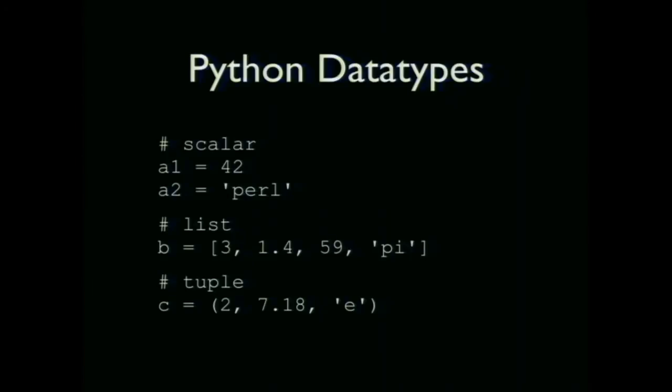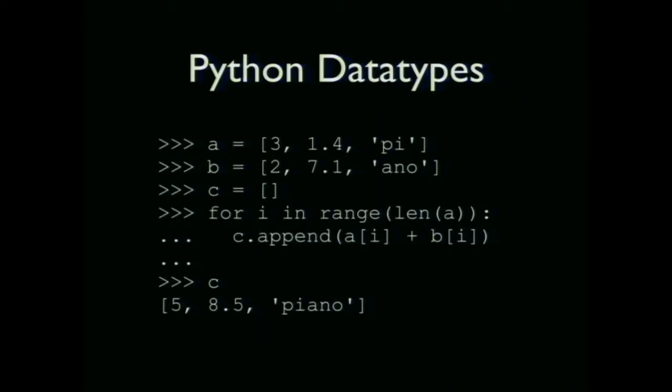And now we can combine them together. Here's that range and append thing that I had before. And they don't have to be just numbers. So here we're adding 3 and 2 and getting 5. We're adding 1.4 and 7.1 and getting 8.5. But we're also adding pi and a and o, and that ends up concatenating strings together, and we end up with piano.